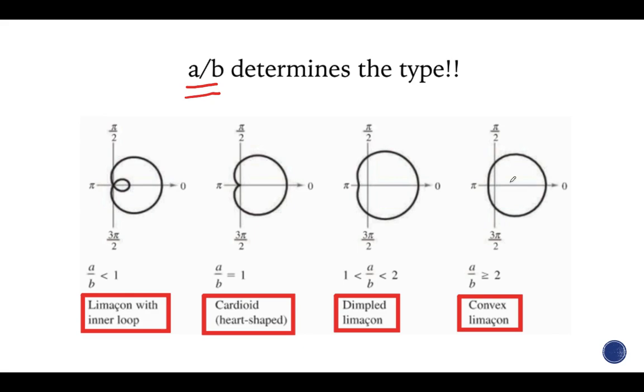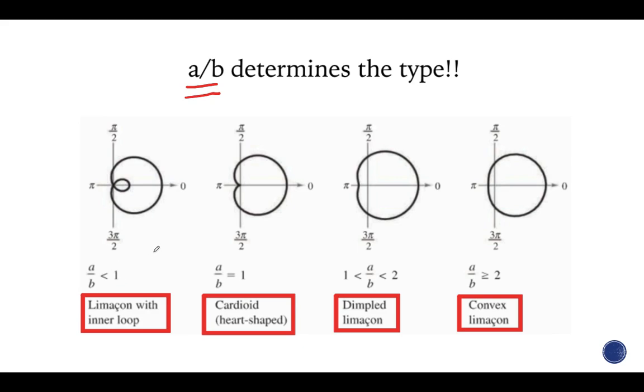But what A over B tells us is what happens on this one side of the graph, close to the pole. So we can have four things that go on. We can have a Limacon with an inner loop. You can see this inner loop here around the pole, and that's only going to happen when we have an A over B ratio that is less than 1.